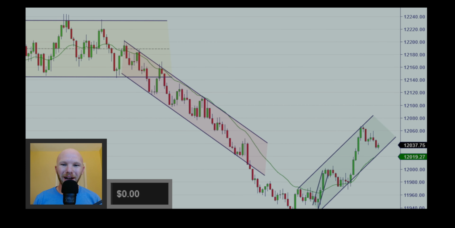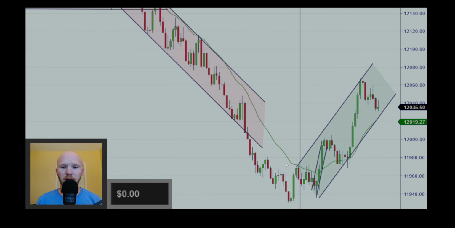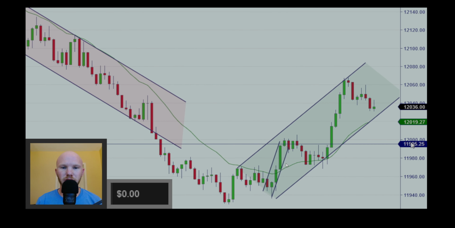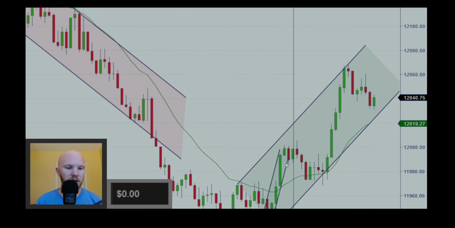All right, and we're back. So we had a break of that down channel that I was talking about earlier. And now, sorry, not a break, but an overshoot. When you have an overshoot, you can expect prices to reverse, which they are. Now prices are reversing, and I'm seeing a setup right here.